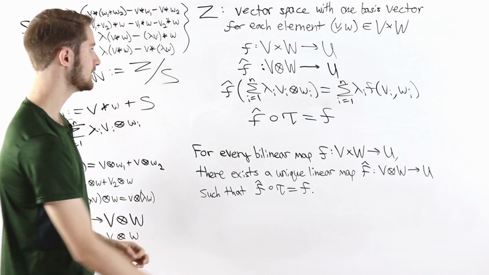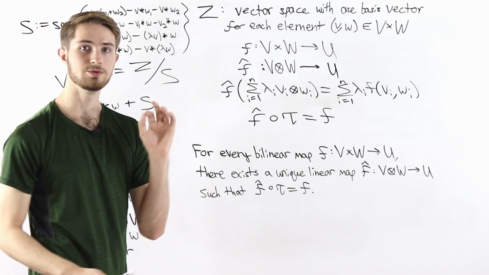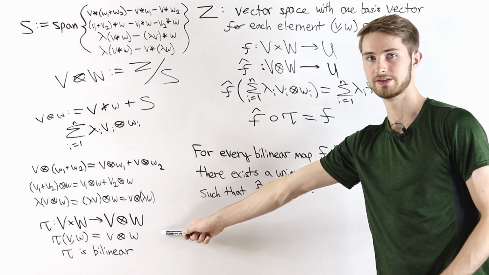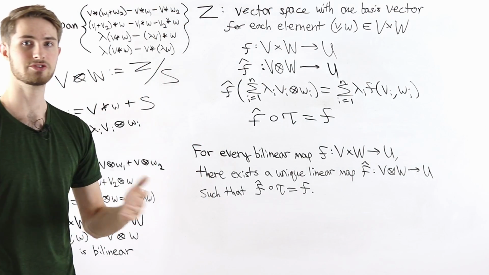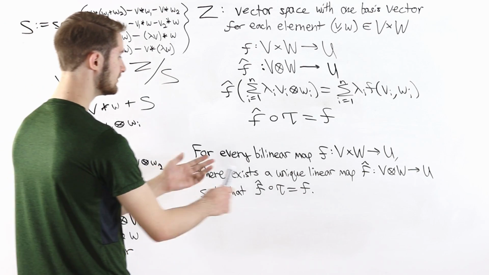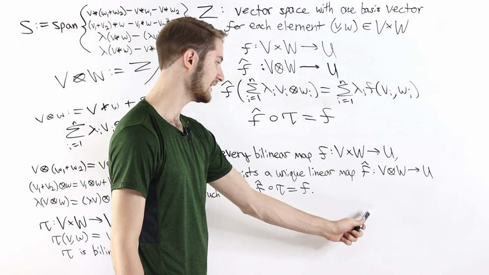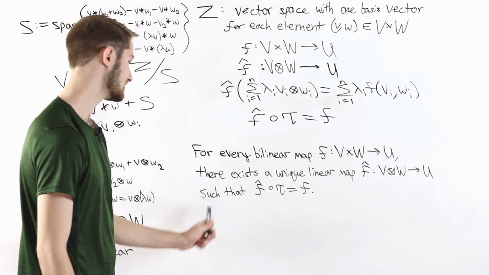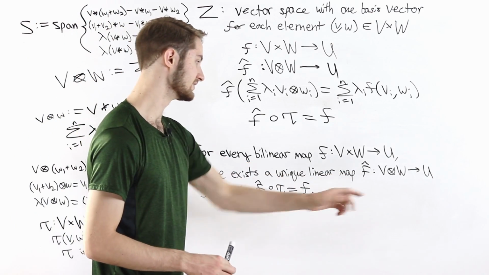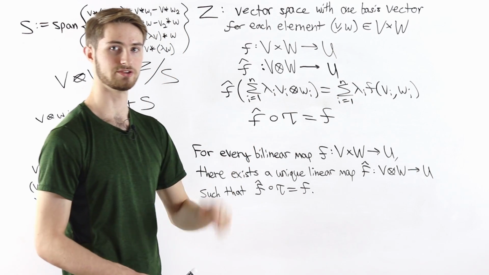So we started with a bilinear map from V cross W to U. And we found a linear map on the tensor product that is the unique linear map satisfying f hat composed with tau equals f, where tau is defined down here. This construction is the universal property of the tensor product. What the universal property says is that for every bilinear map f from V cross W to U, there exists a unique linear map f hat from V tensor W to U such that f hat composed with tau equals f. And we don't just know that f hat exists, we also have an explicit formula for f hat in terms of f, which is given by this equation.